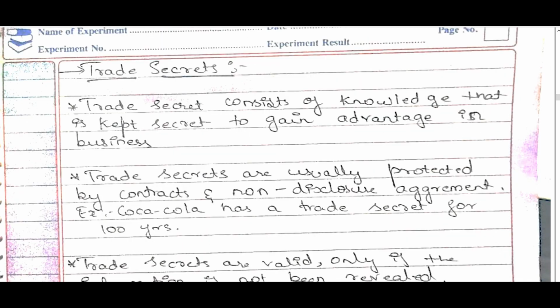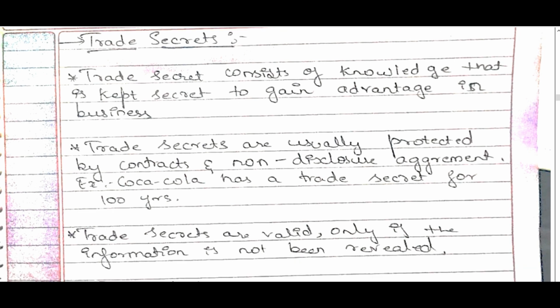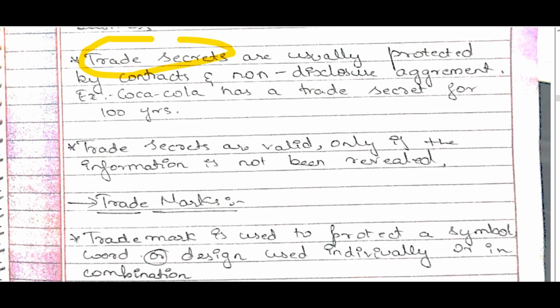And the next one is trade secret. A trade secret is an idea that is kept secret to gain advantage in business. Like Coca-Cola has a secret recipe of the soft drink, so they keep it secret. Trade secrets are usually protected by contracts and non-disclosure agreements. With the help of the government, they create a contract and safeguard their invention.